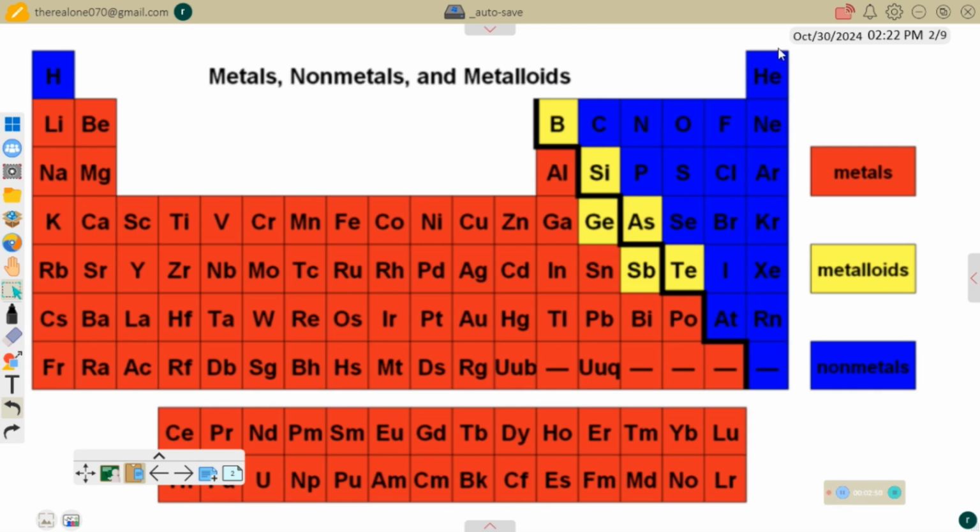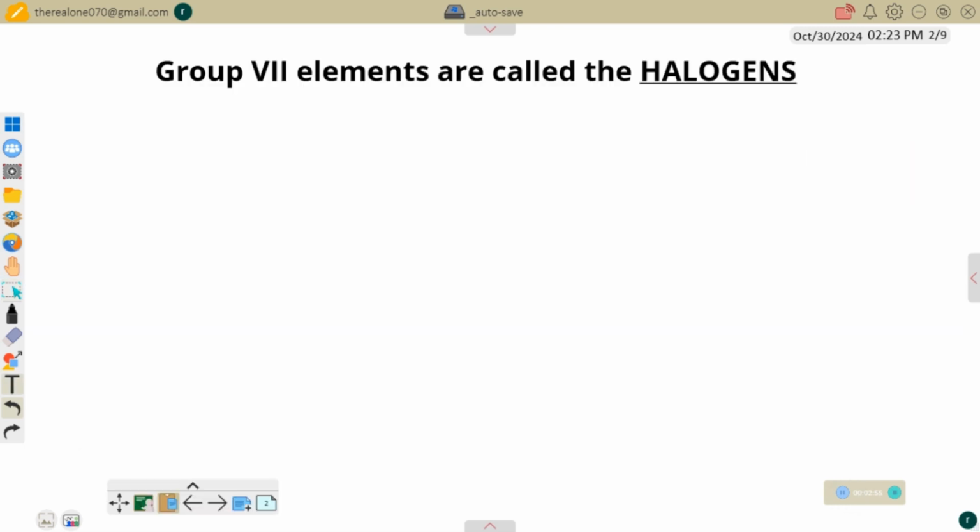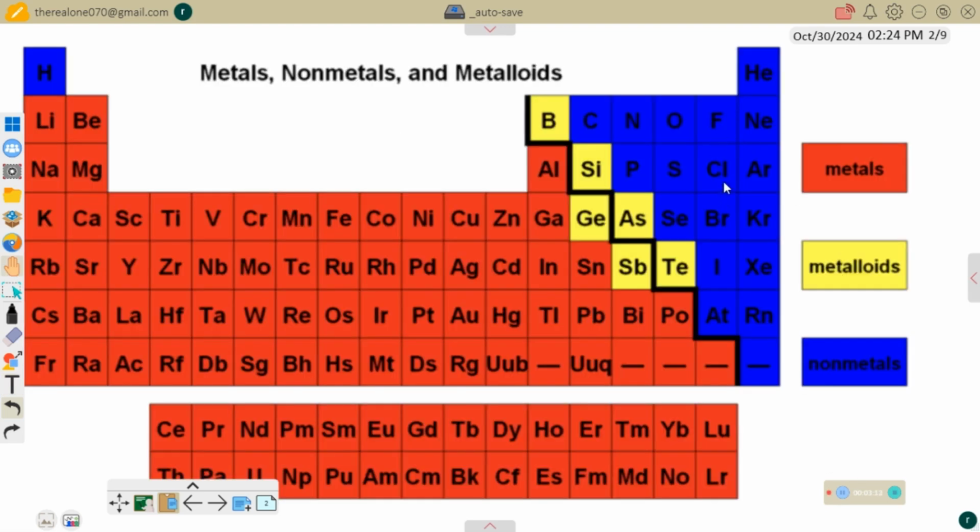Some of these groups have special names. For instance, group 7 elements are called the halogens, or salt formers. Halogens means salt formers. They are the ones that produce salt when they combine with metallic ions. Examples of elements under that are fluorine, chlorine, bromine, iodine, and astatine. They are all halogens. They belong to group 7.